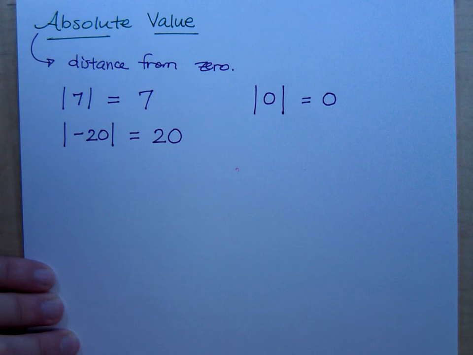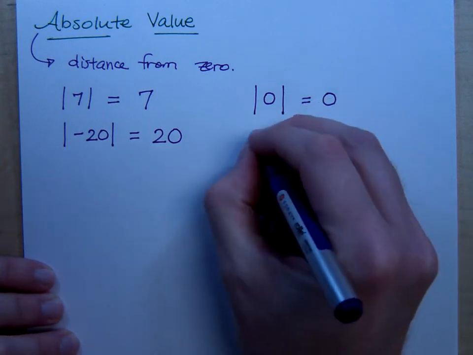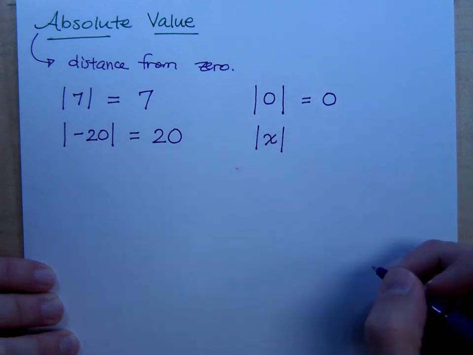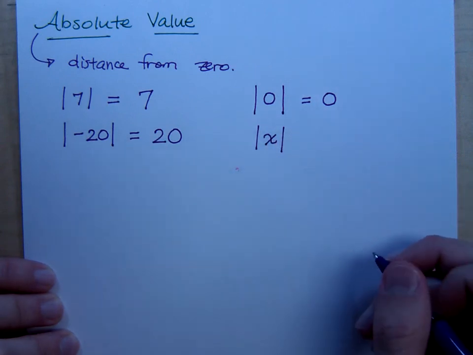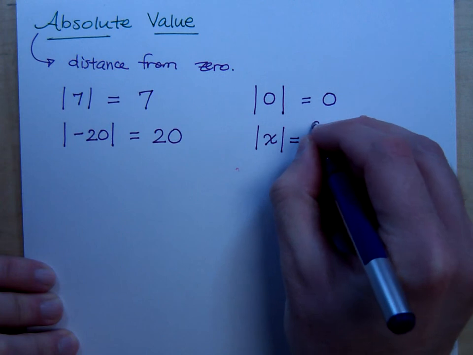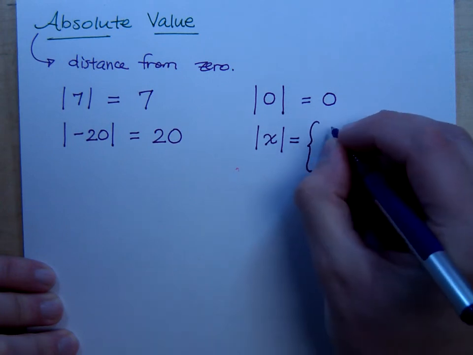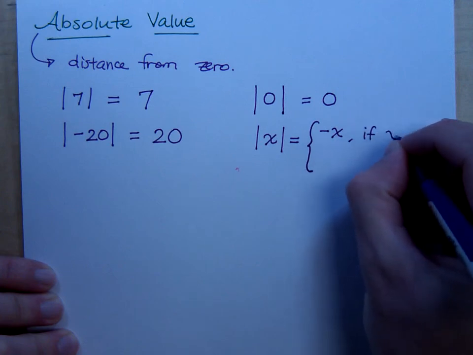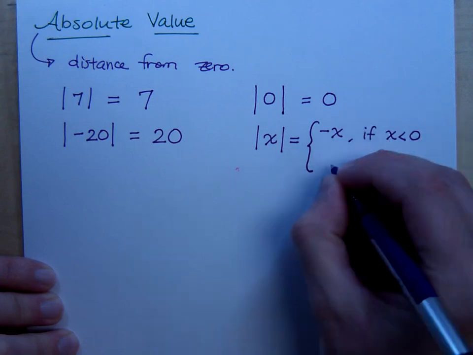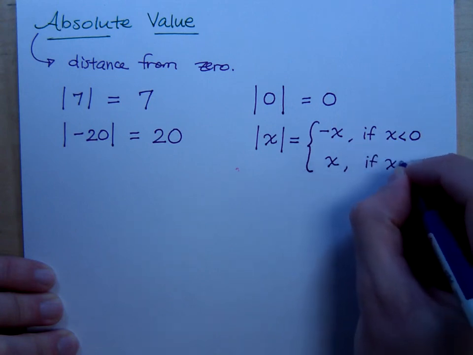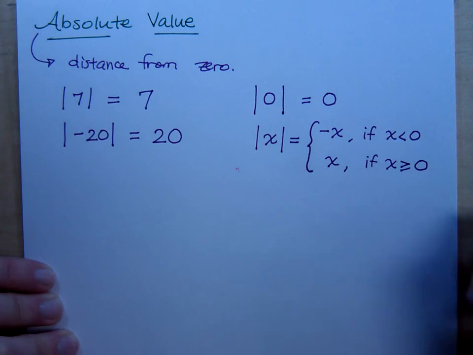What if I have the absolute value of x? I disagree with you. The absolute value of x is not x, and in fact, it is a piecewise defined function. It's negative x if your x value is less than 0, and it's a positive normal x if your x value is greater than or equal to 0.